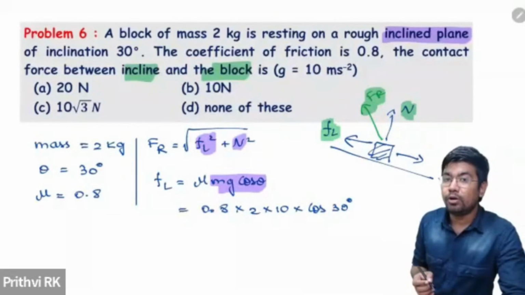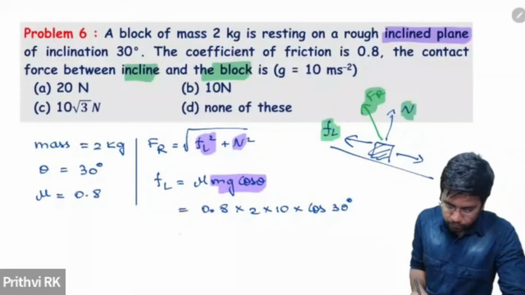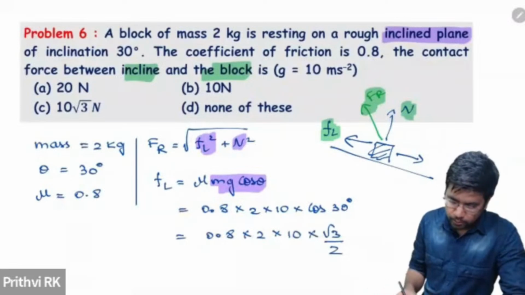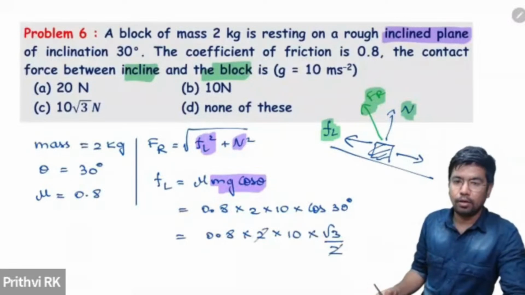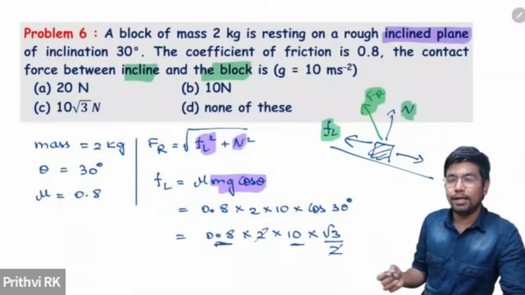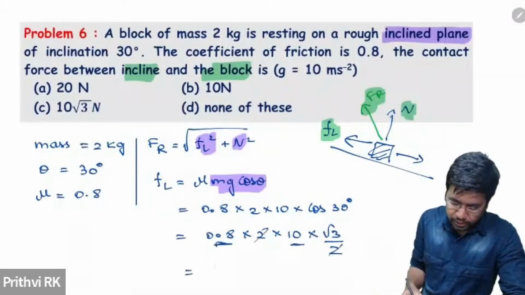So what is the value for cos 30 degree? It is root 3 by 2, right? So 0.8 into 2 into 10 into root 3 divided by 2. So what happens? 2 get cancelled. Okay, there is 0.8, there is 10. So if you multiply now, it becomes 8. So it is 8 root 3.